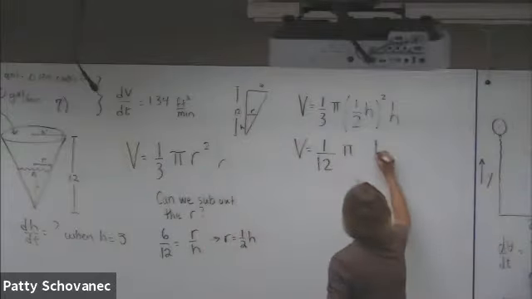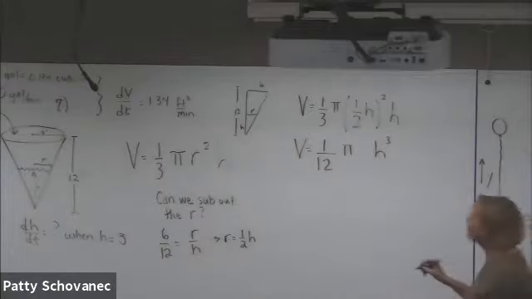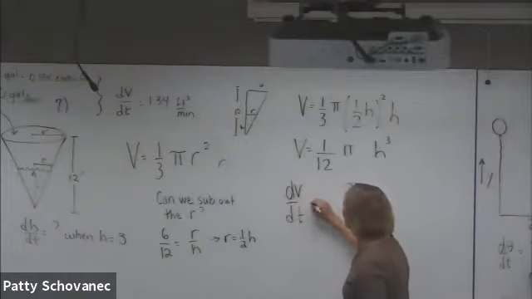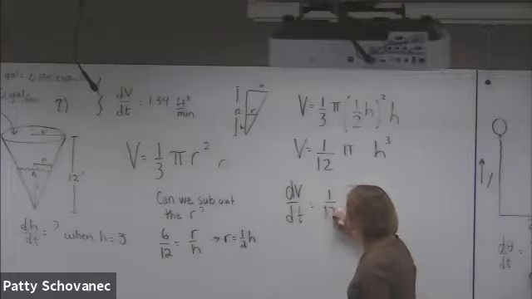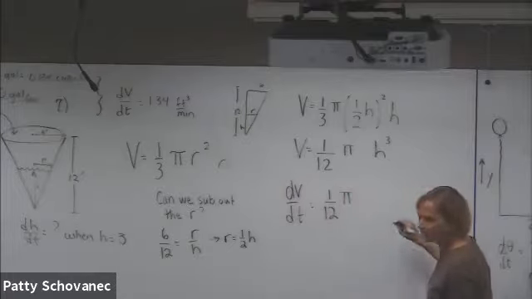And then I'll have an H cubed. Now take the derivative of both sides. On the left, we get dV/dt. The 1/12 pi is a constant. Pull it out. Take the derivative of H cubed. What will you get as that derivative?